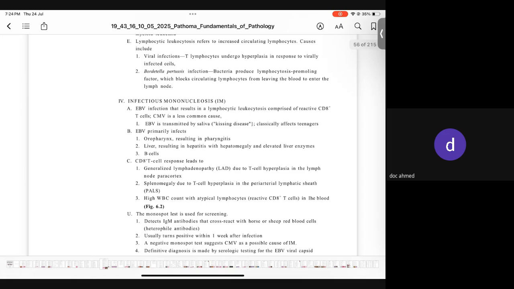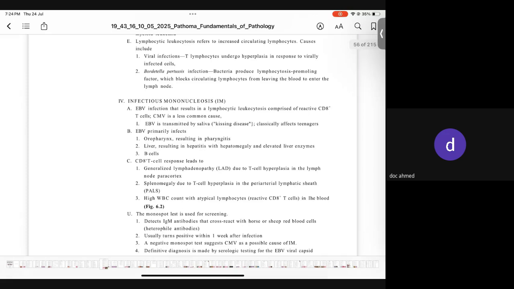Really important, one of your UWorld MCQs. So you should not confuse it with CD21, right? That's really important. What can EBV cause? It can infect your oropharynx, causing pharyngitis, really important. It can cause hepatitis and hepatomegaly as well. And it can also increase the size of your spleen.